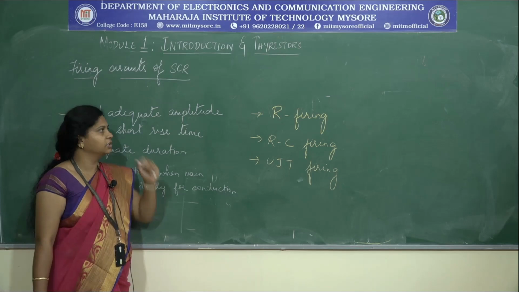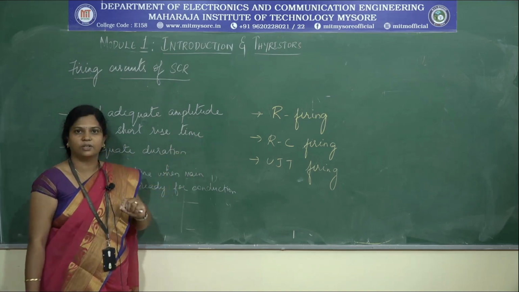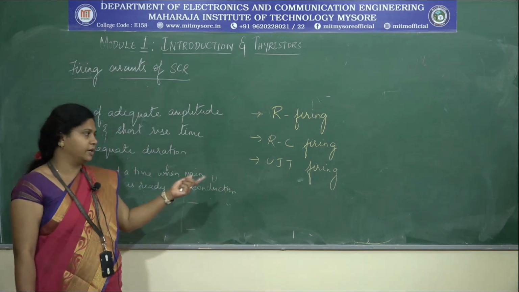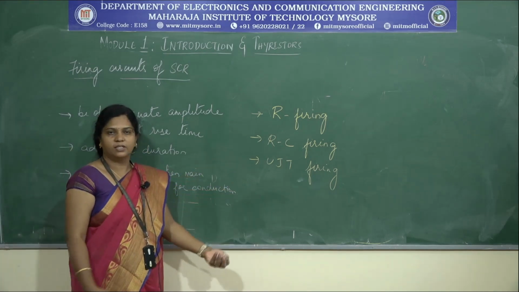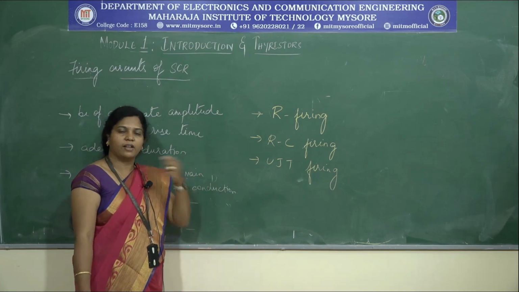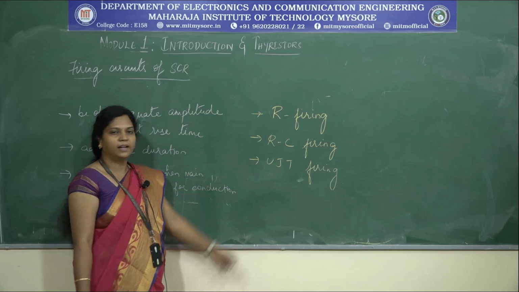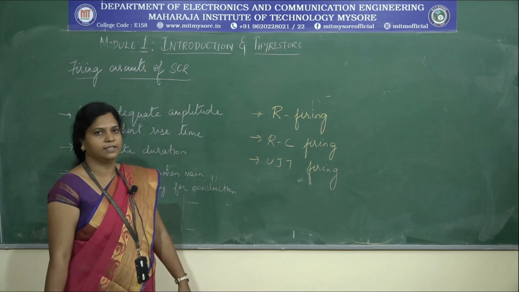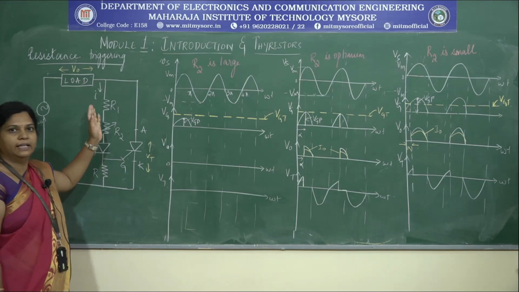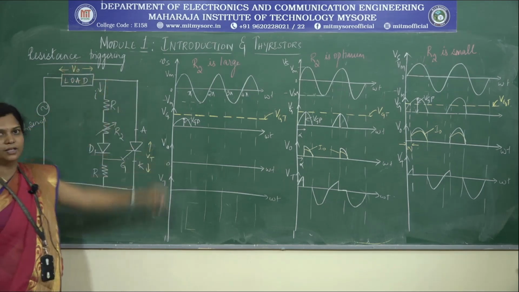Similarly, with Uni Junction Transistors, depending on that small transistor we use here, we generate the pulses. Usually, R and RC triggering is used for the AC type of signal. UJT can be used with a microprocessor or any type of digital instruments, and it is usually used for a DC type of signal input. Now we will see in detail about the resistance triggering circuit.